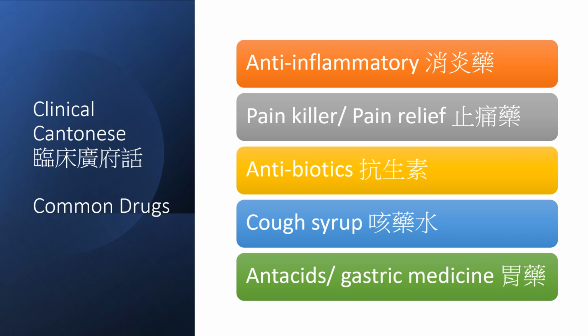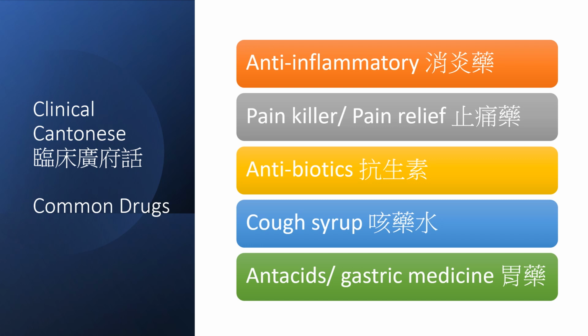Those are the most common drugs, at least in my clinic, related to musculoskeletal pain. Those are the very basic common drugs only. Anti-inflammatory, we call it 消炎藥. Okay, as you remember, inflammation in Cantonese we call it 發炎. So you can hear that it's quite similar, right?